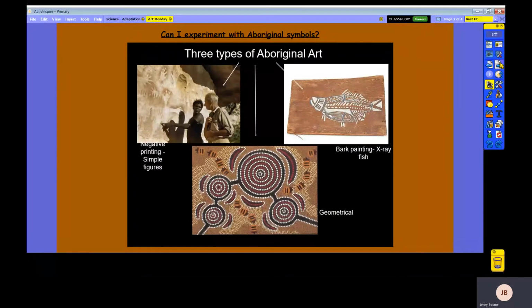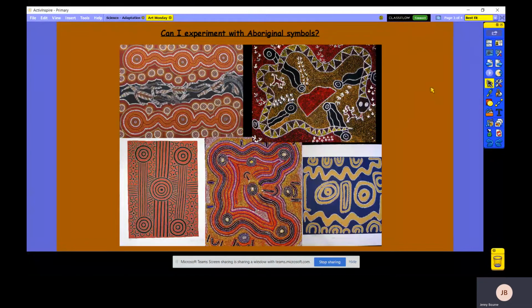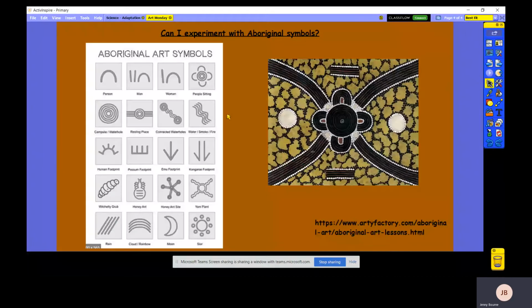Okay, so there's some examples there of beautiful Aboriginal artwork. That's the sort of thing we're working towards. But what we're going to start off with is just getting familiar with the symbols. So I've got some symbols for you here, can you see? And a sort of example of how they're used on a painting to tell a story. So you have different symbols for different things. Let's have a look over here. You have a look at those.